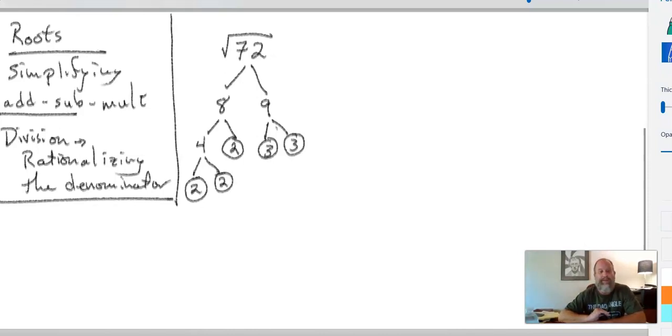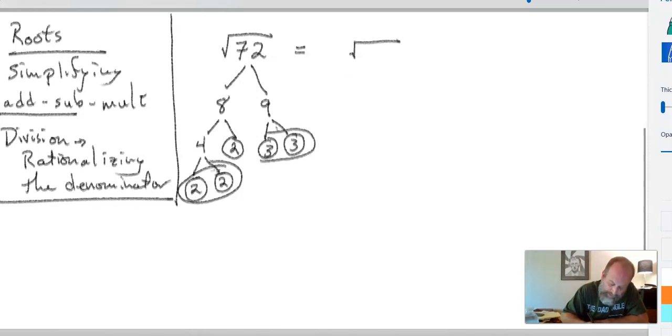Okay, now once we have this much, what we want to do is sort. We want to see what can come out of the root and what can stay inside of the root. So looking at these, since it is a square root, what I'm going to be looking for is pairs. If it was a cube root, I would be looking for triples. If it was a fourth root, I'd be looking for 4 of a kind. But in this case, it's a square root, so I'm looking for anything I can pair up. So I can pair this, right? 2 and 2. This other 2 doesn't have any friends, so he's going to stay exactly where he is. And then I have a pair of 3s.